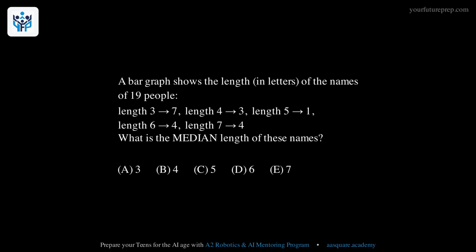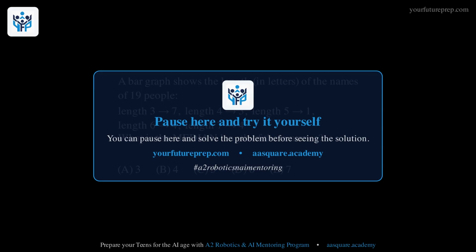What is the median length of these names? The choices are 3, 4, 5, 6, or 7. You can pause here and solve the problem before seeing the solution.